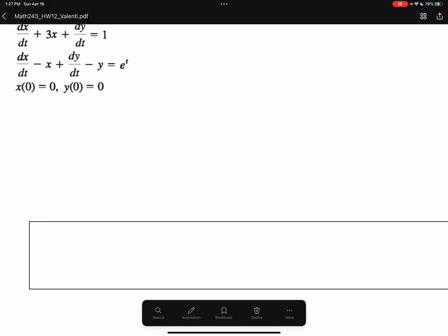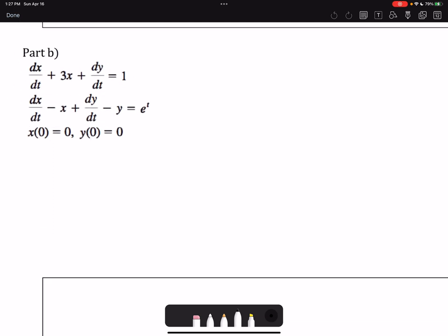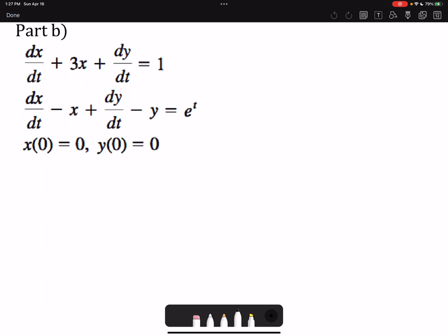Welcome to problem 1, part B. All right, so this is how we're gonna do it. First thing I like to do here, we wanna solve this with Laplace. First thing I wanna do is rewrite this more compactly with this notation.